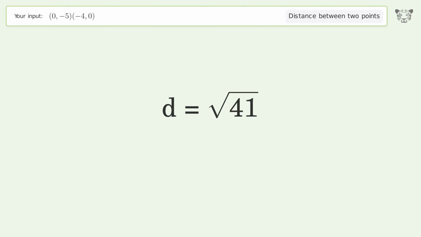And so the distance between the 2 points is the square root of 41, or 6.403.